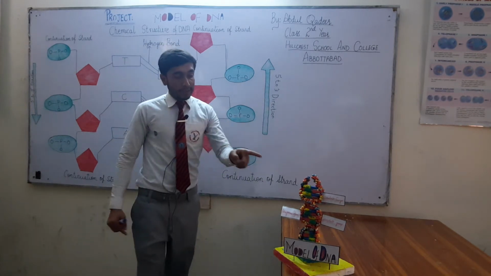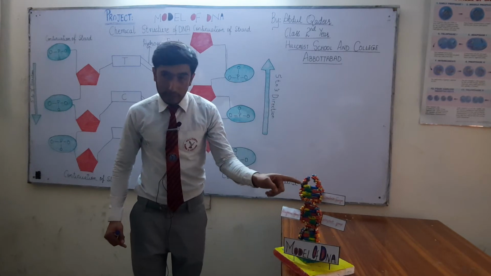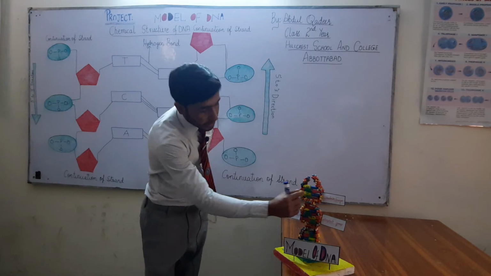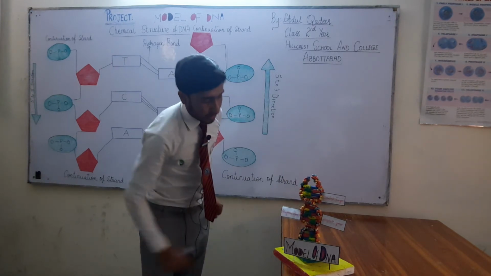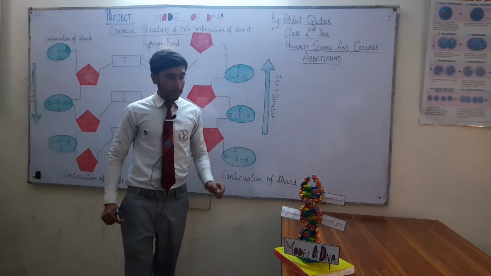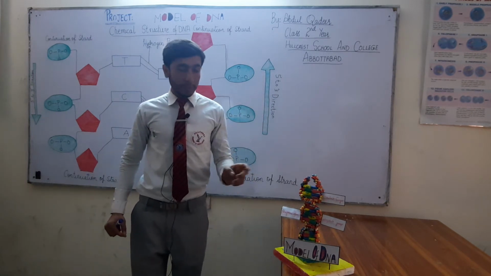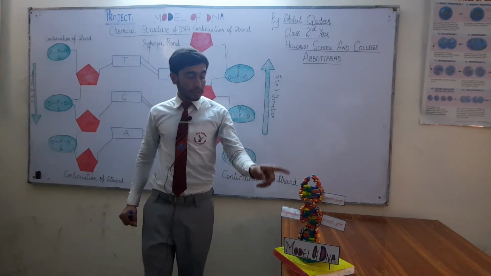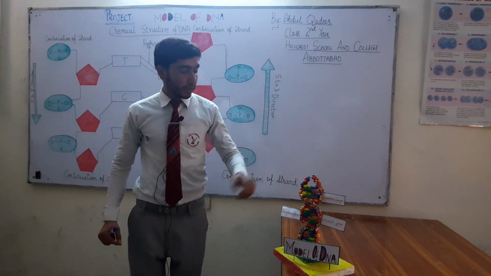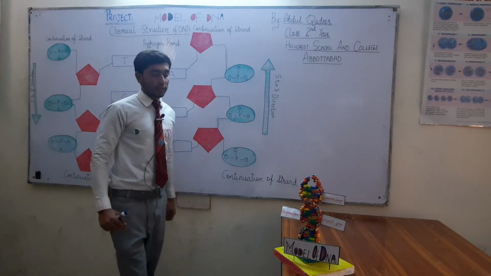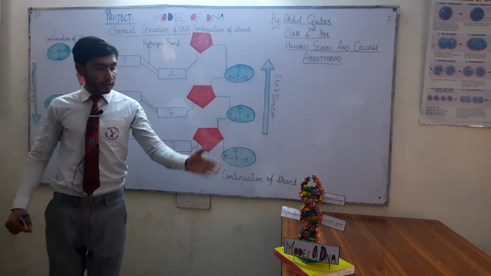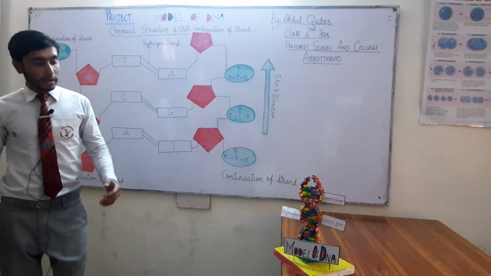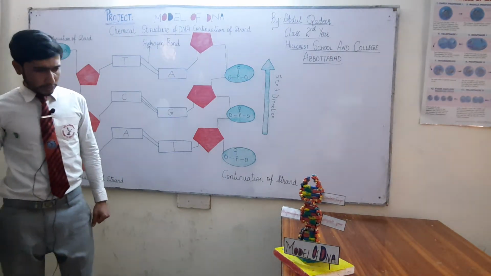Remember, among the nitrogenous bases, cytosine always bonds with guanine and adenine always bonds with thymine. There is a triple bond between cytosine and guanine, while there is a double bond between adenine and thymine. So, this was the Watson and Crick model of DNA, which was explained in 1953.